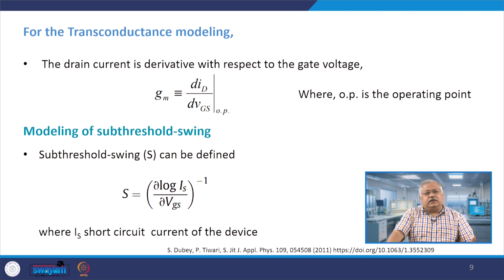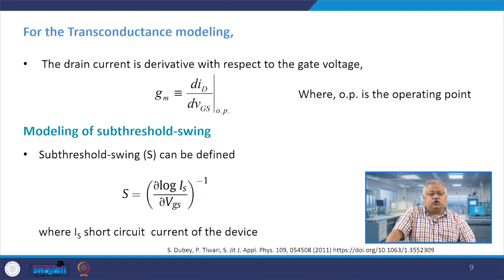Now, let us come to the transconductance modeling. We already know that the transconductance is given by the rate of change of drain current with respect to gate voltage, right, for a fixed value of drain voltage. So, if you bias your device in some region of operation, say in the saturation region or the nonlinear region, then the transconductance is given as the rate of change of drain current with respect to gate voltage for a fixed value of drain voltage, right. That is what GM, the transconductance, is.